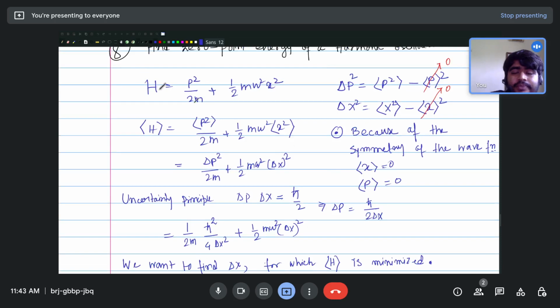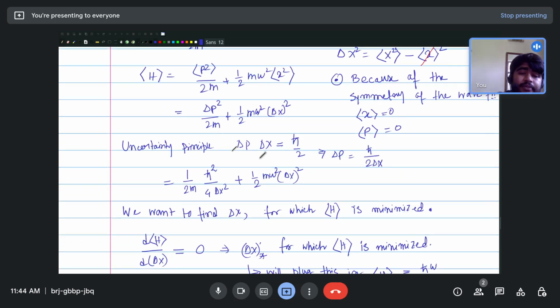So h is just p square by 2m plus half m omega square x square, and this delta p square is nothing but p square average minus p average square, and so is true for delta x square. So because of the symmetry of the ground state, or of the wave functions, the x average and p average will be 0, and instead of p square we can directly replace with delta p square. So now we will be using the uncertainty principle. We will be using the lower bound of the uncertainty principle, and we will use it to substitute delta p in terms of delta x.